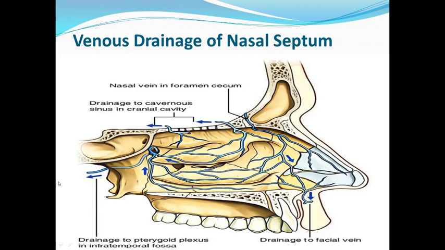Okay, and the sphenopalatine vein, here it is not labeled. The sphenopalatine vein is draining the posterior part of the nasal septum and is finally draining it into the pterygoid plexus of veins.